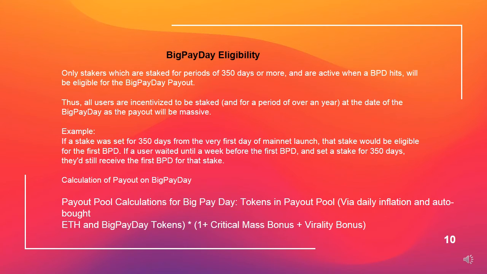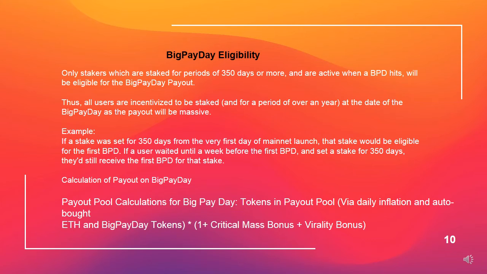Big payday eligibility. Only stakers who are staked for periods of 350 days or more, and are active when a BPD hits, will be eligible for the big payday payout. Thus, all users are incentivized to be staked, and for a period of over a year, at the date of their big payday, as the payout will be massive.